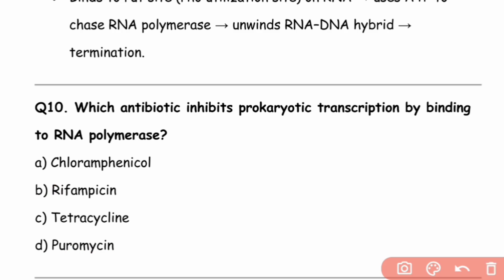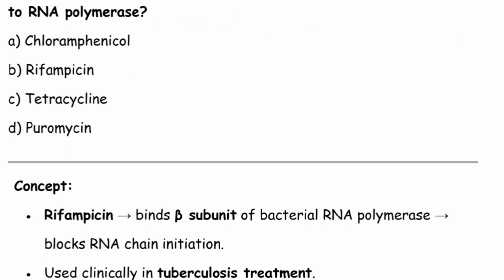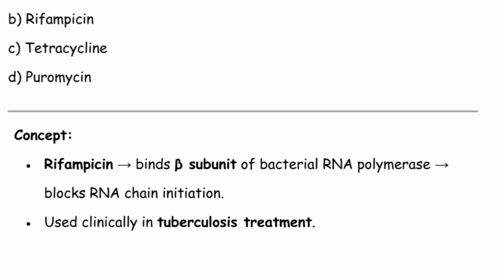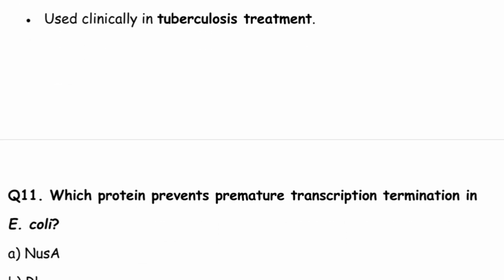So all the other three have their role in translation, whereas rifampicin inhibits prokaryotic transcription by binding with the beta subunit of bacterial RNA polymerase. As a result, it blocks RNA chain initiation. It is used clinically in the treatment of tuberculosis, that is TB.